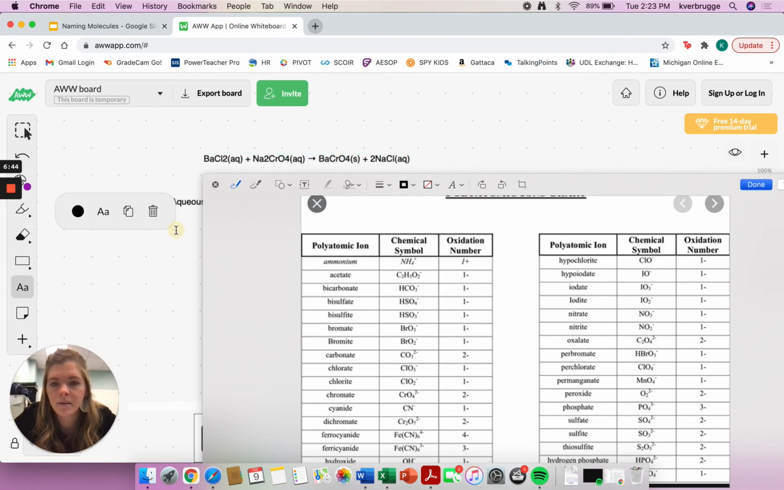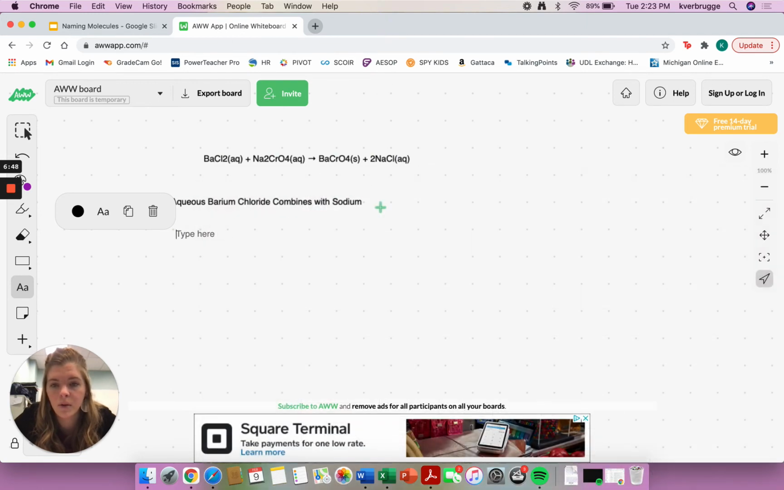Go back to this page. Things are not going well today, kids. Now we have a rainbow. Here we go. Sodium chromate. Here we go. With sodium chromate.